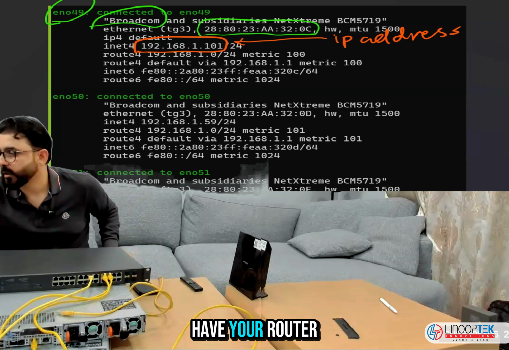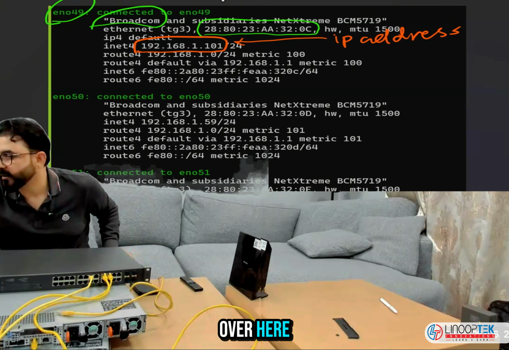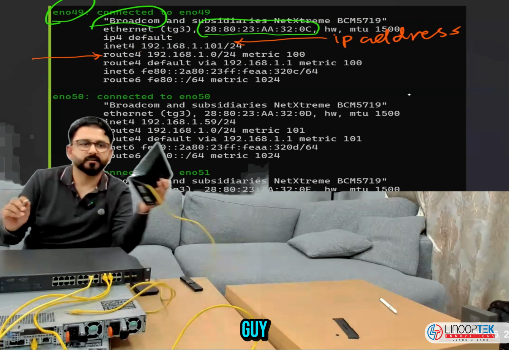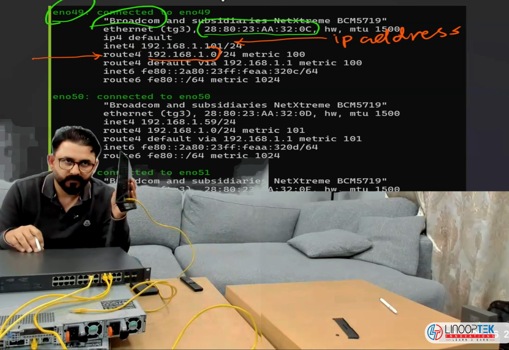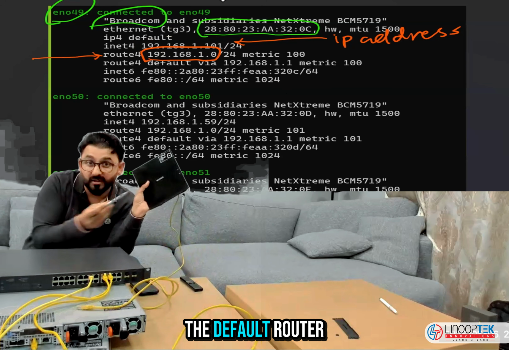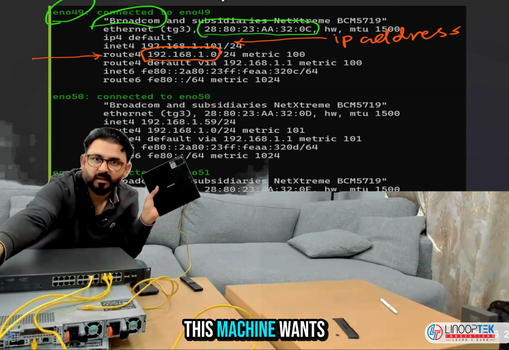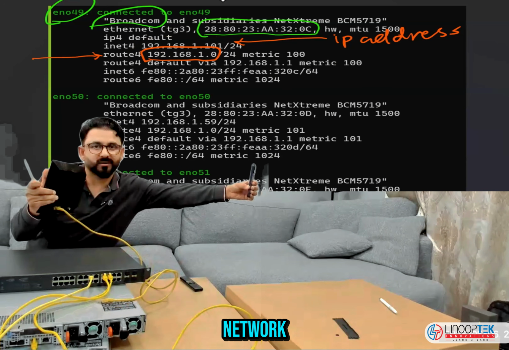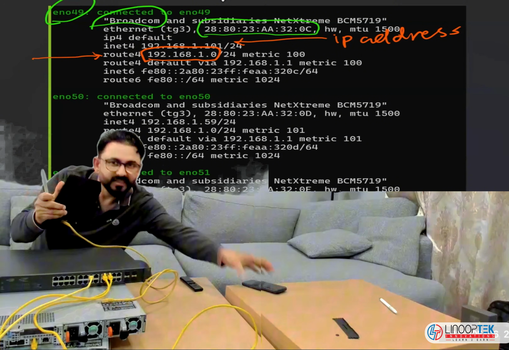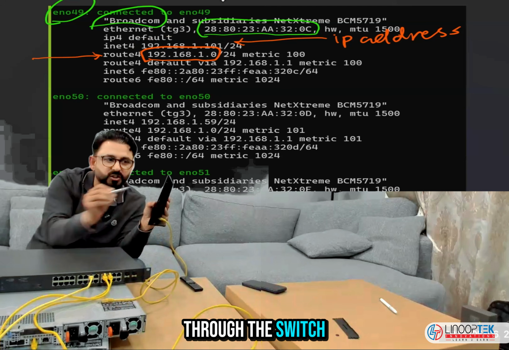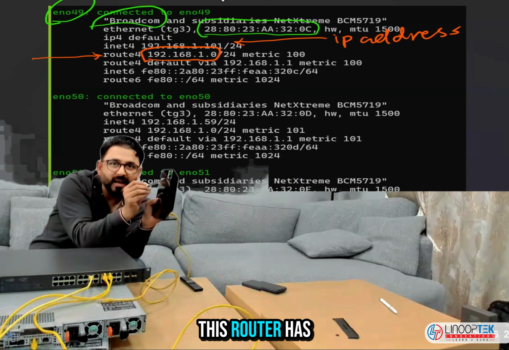And then you have your router over here, the default router. This is the IP address of the default router, this guy. When this machine wants to talk to a machine on a different network, this machine will send the packet through the switch to this router. This router has an IP address.